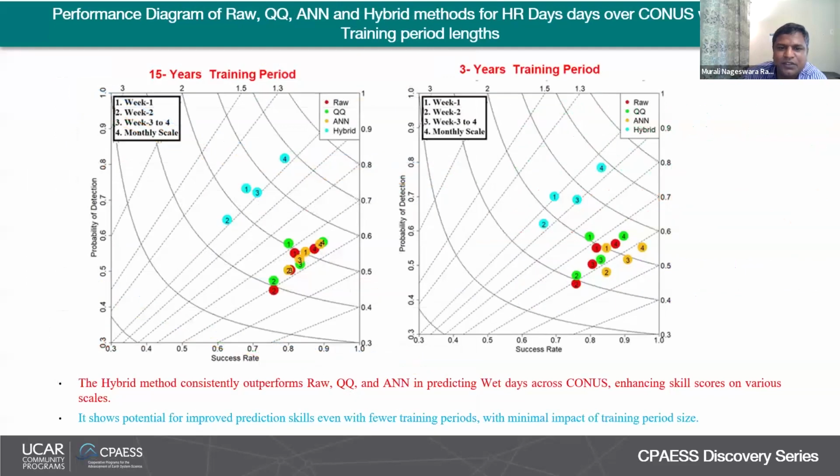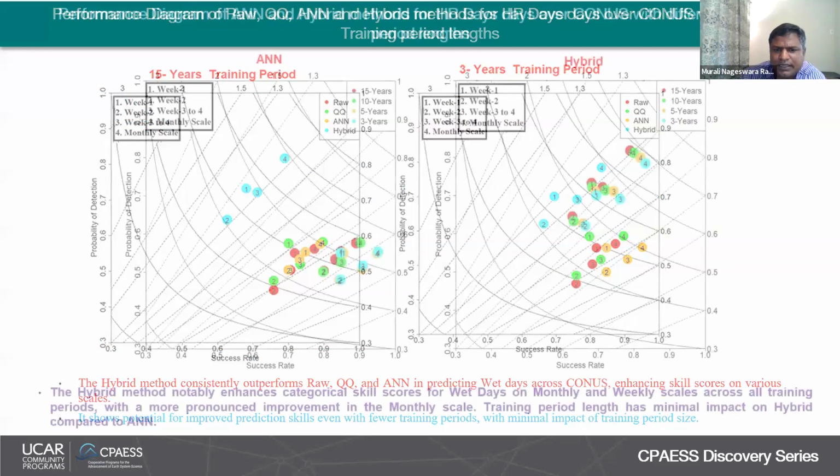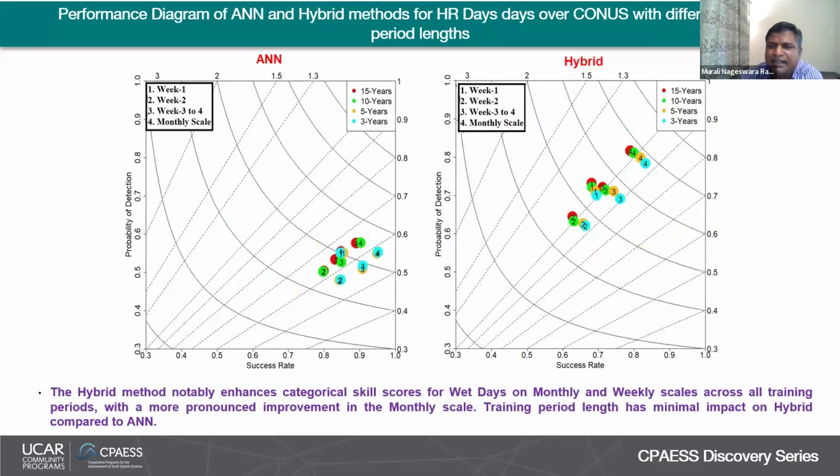And in the case of this, I have plotted the ANN and the hybrid both here. Here it is the 15 years, 10 years, 5 years and 3 years periods. Here 1, 2, 3 means 1 is week 1, 2 is week 2, 3 is weeks 3 to 4, and 4 is the monthly case. And the monthly case is anyway high scale in the ANN also.